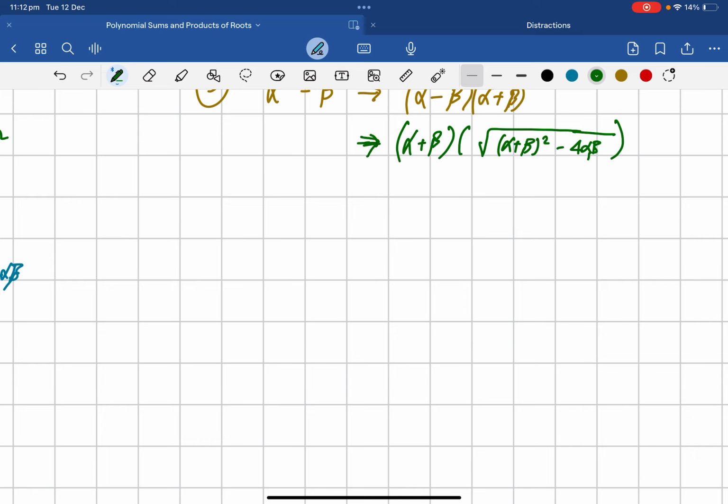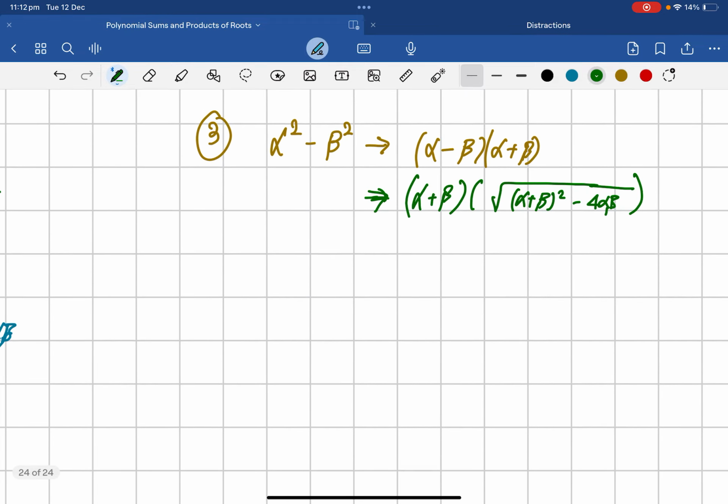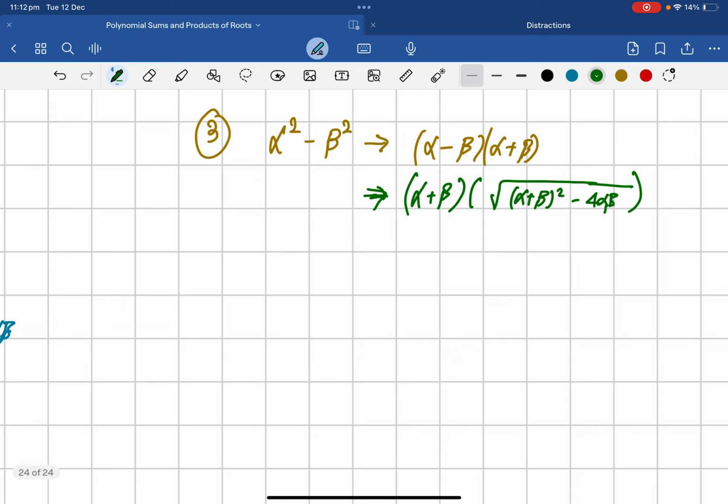Now, yeah, sure, you want to be expanding it, but what did the question ask? The question asked what's alpha squared minus beta squared. This is luckily in the exact form that you would need it to be. So that is the entire answer done.